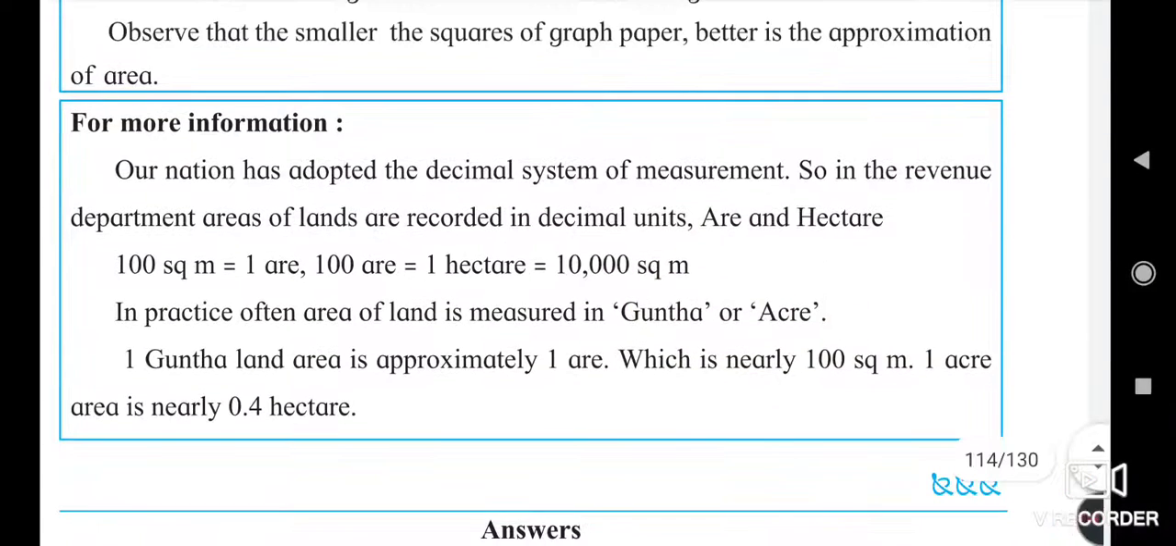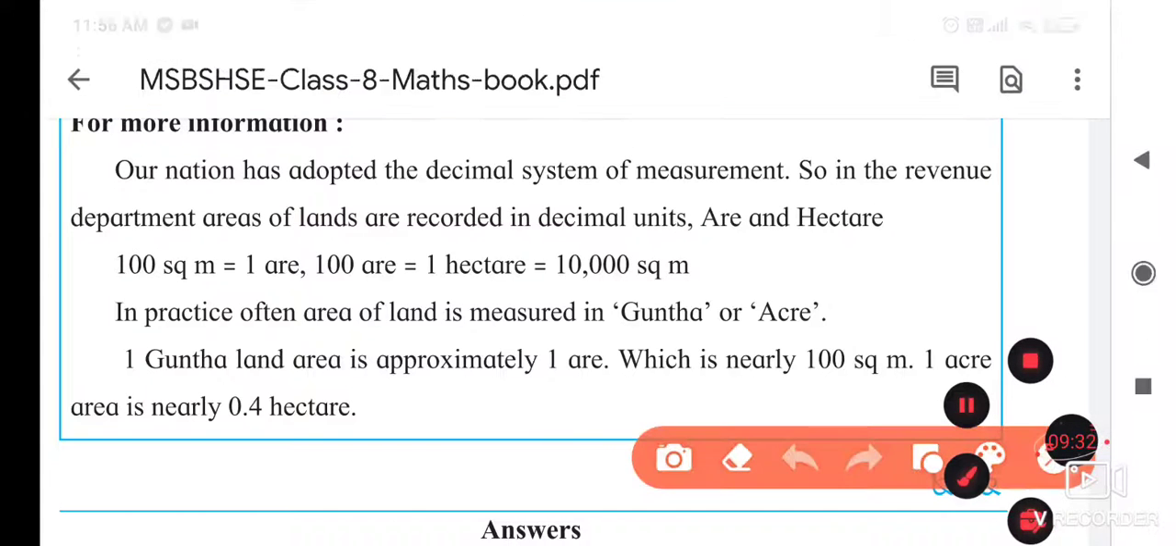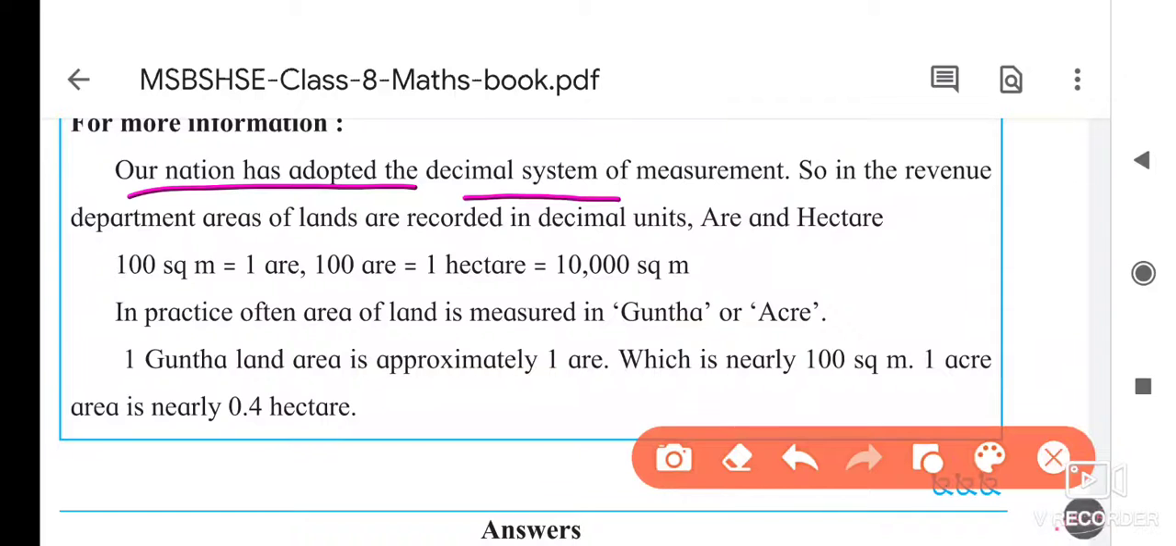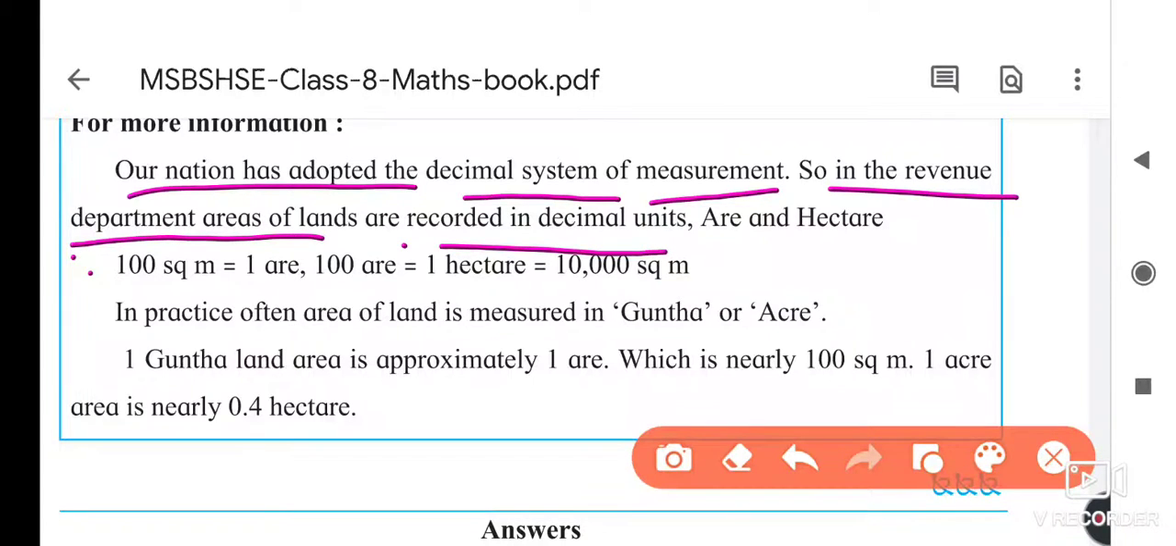Next, for one more piece of information, here is one part given. Our nation has adopted a decimal system of measurement. So in the revenue department, areas of lands are recorded in decimal units, R and hectares. So what is its value? What does hectare mean? What does R mean? What is 1 R?